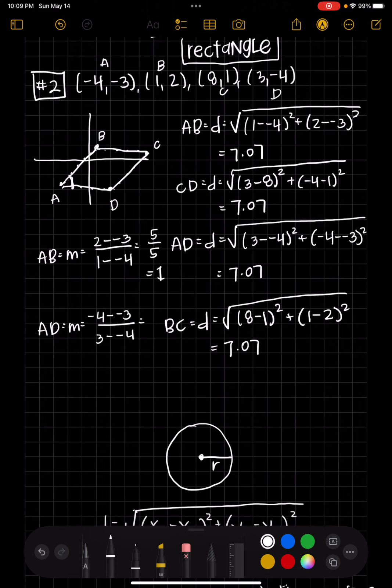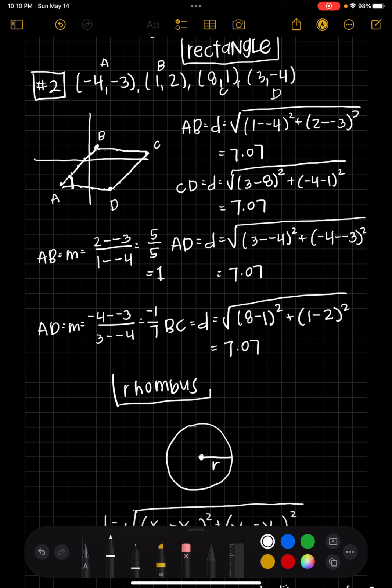Did I do that right? Negative 4, okay, yes I did. So I get negative 1 over 7. All right, so your slopes are 1 and negative 1 over 7. Those aren't negative reciprocals of each other. And so that means that this isn't a 90-degree angle. Because it's not a 90-degree angle, the other ones can't be 90-degree angles, which means that it has to be a rhombus.